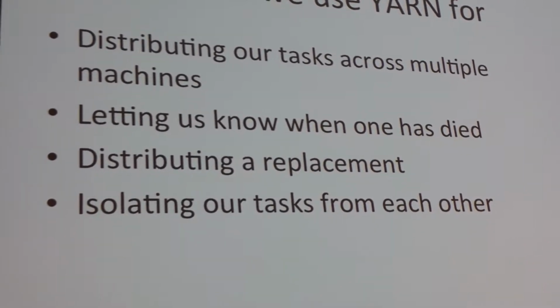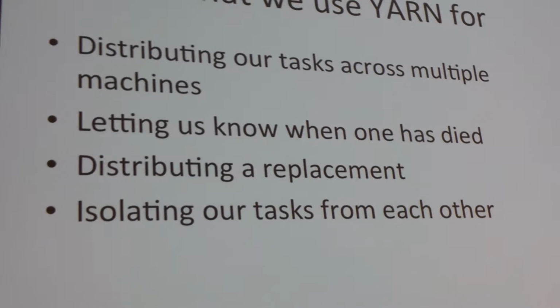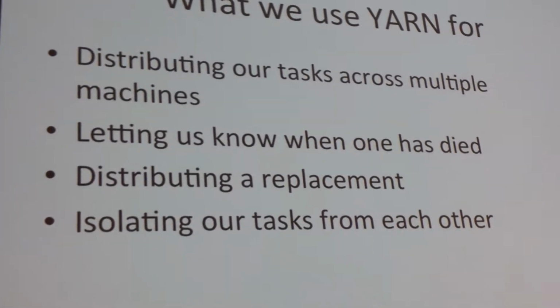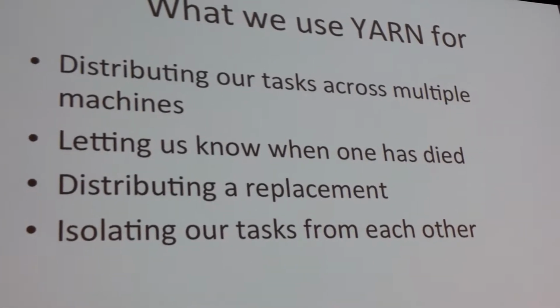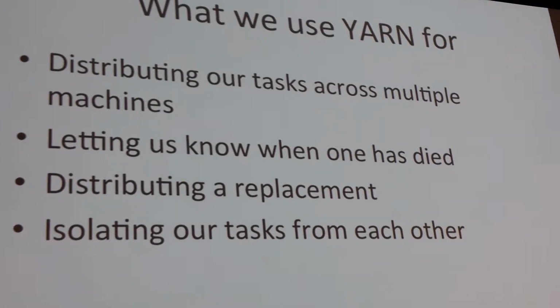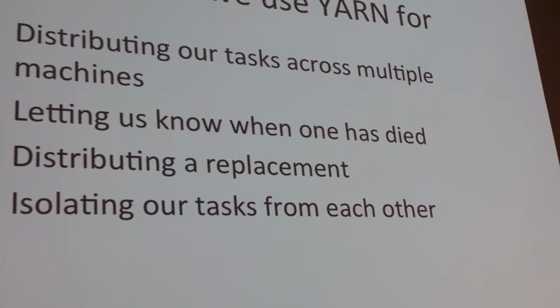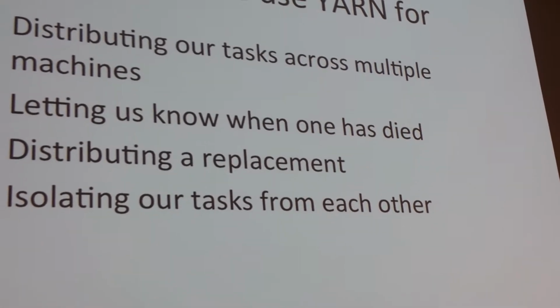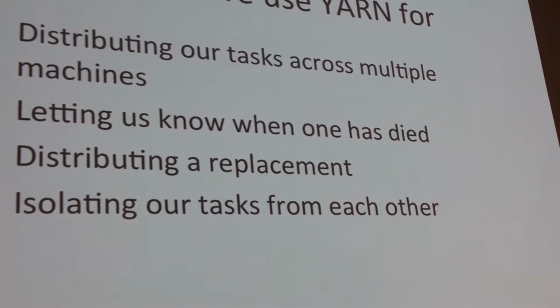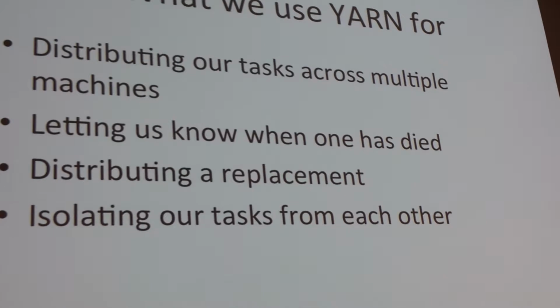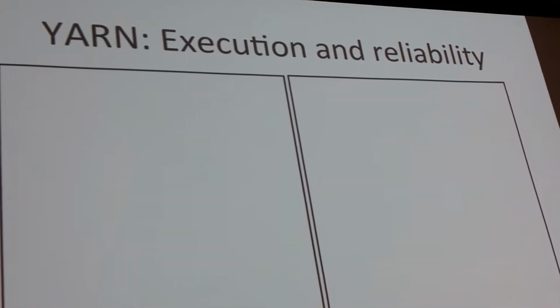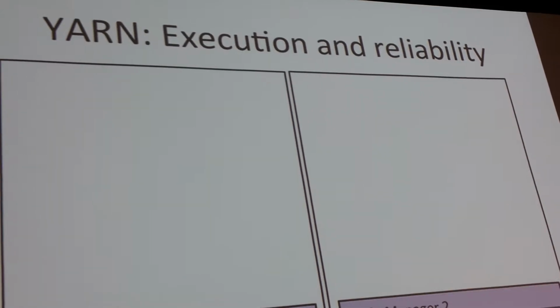The other thing that we're using it for, as it matures in its ability to do this, is to isolate tasks from each other. Once you start running all kinds of different workloads on these machines with different characteristics in terms of memory, in terms of CPU, in terms of network, you want to be able to control how they interact with each other. Yarn is developing a way of doing that right now.